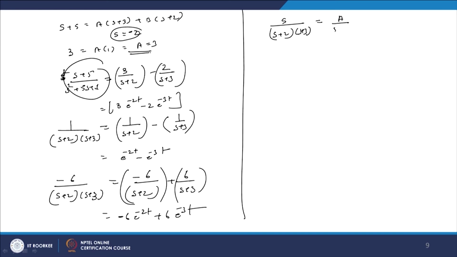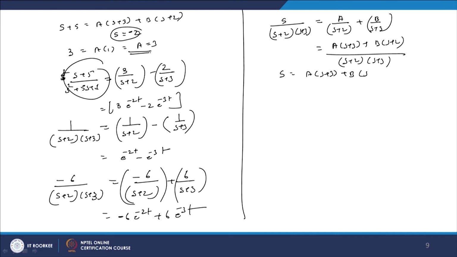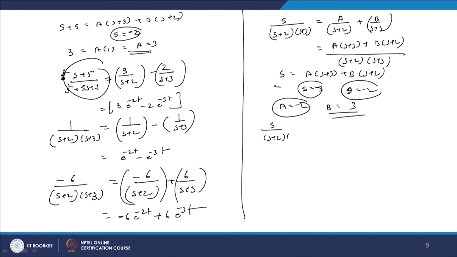So, we can write down A divided by s plus 2 plus B divided by s plus 3. Now, here we can write down A into s plus 3 plus B into s plus 2 divided by s plus 2, s plus 3. Now, if you compare it, s equals A into s plus 3 plus B into s plus 2. So, after solving this equation, that is replacing initially s equals to minus 3 and afterward s equals to minus 2 here, we will get A as minus 2 and B as 3. Therefore, this s divided by s plus 2, s plus 3 can be written as minus 2 divided by s plus 2 plus 3 divided by s plus 3.